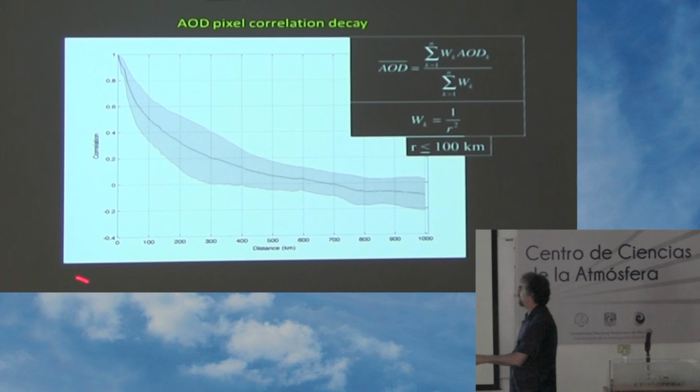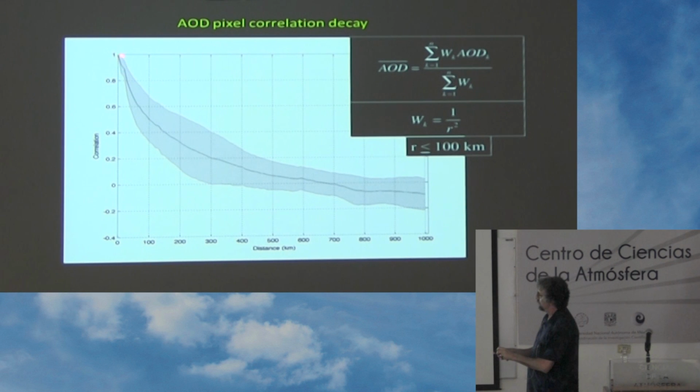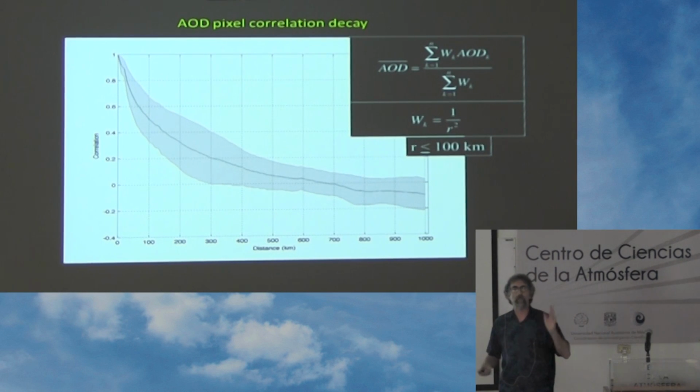So here you have the correlation coefficient, and here you have the distance. What we see is when the distance is 0, the correlation is perfect. But as the distance increases, the correlation dropped. So we chose a distance of 100 kilometers. At 100 kilometers, 2 locations are correlated with a correlation coefficient of 0.5.